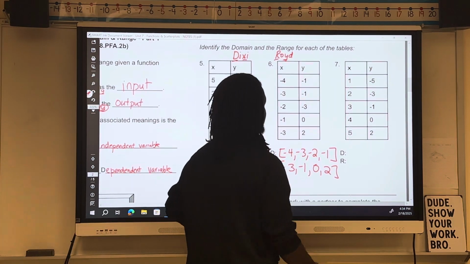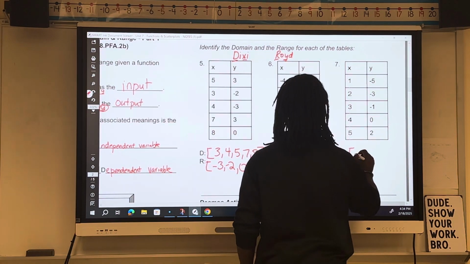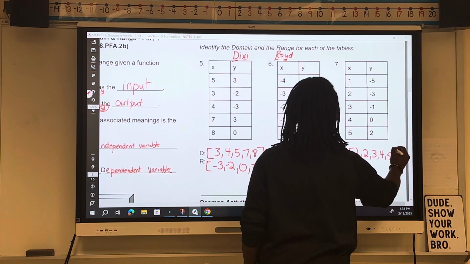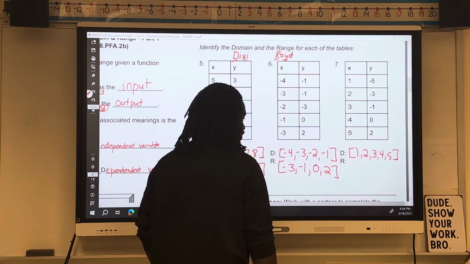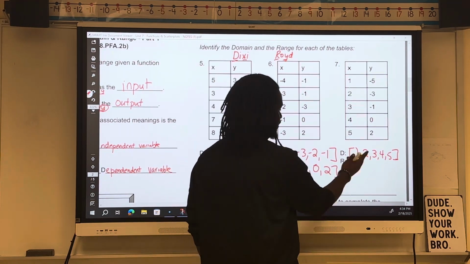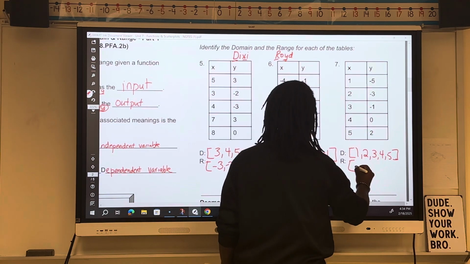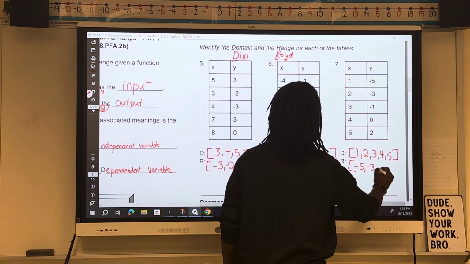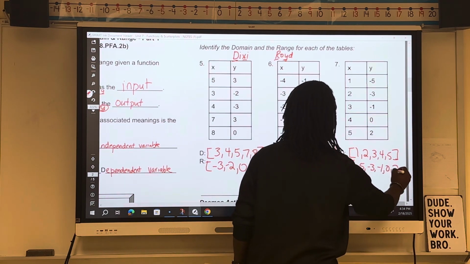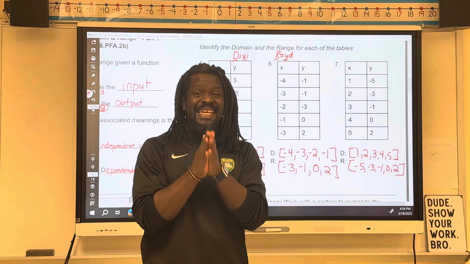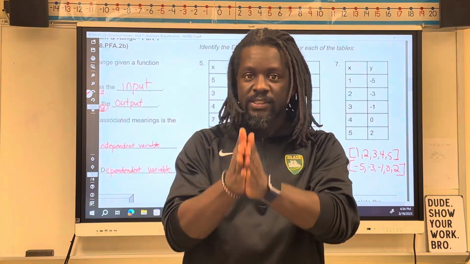And then lastly, domain for these, we got 1, 2, 3, 4, 5, 6, 7, 8. Sorry, got distracted. All right, then for the range, we got -5, -3, -1, 0, and then 2. All right. That's it. Easy peasy lemon squeezy.